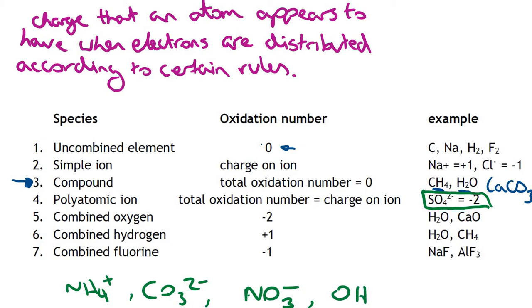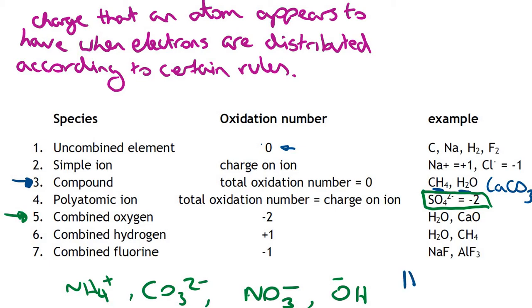Hydroxides, OH minus, total oxidation number there will be minus 1, etc. So the next rule deals with oxygen. Whenever oxygen's in a compound, its oxidation number will be minus 2, such as water and calcium oxide. There are exceptions to this.